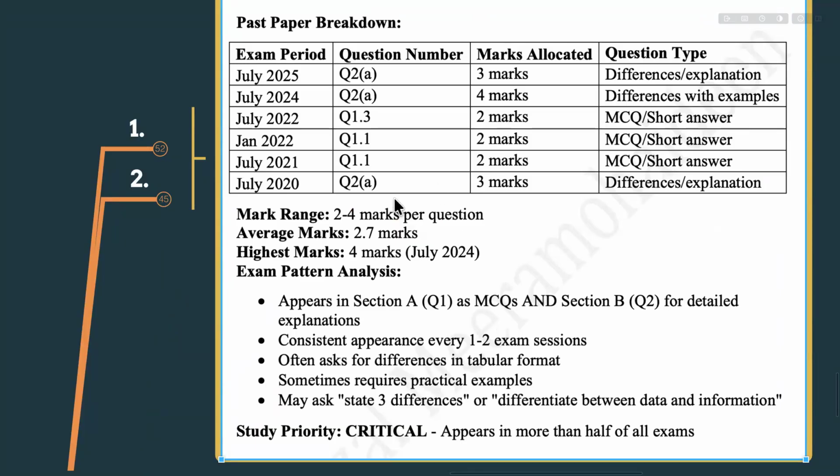If it is 2 marks, that means it's an OTQ or MCQ question, and 2 to 4 marks they are allocating to the part two questions, like a short answer question, right? The highest marks they have allocated was in July 2024, that's a very recent paper, 4 marks.